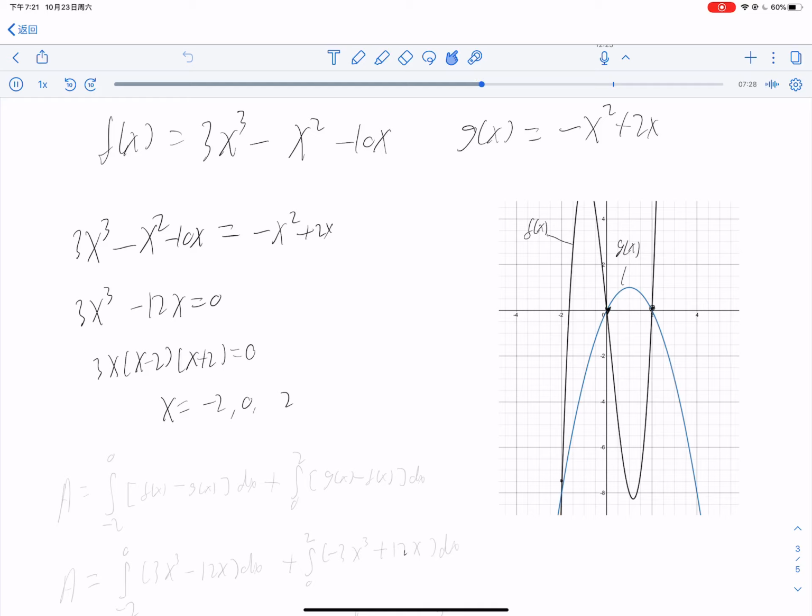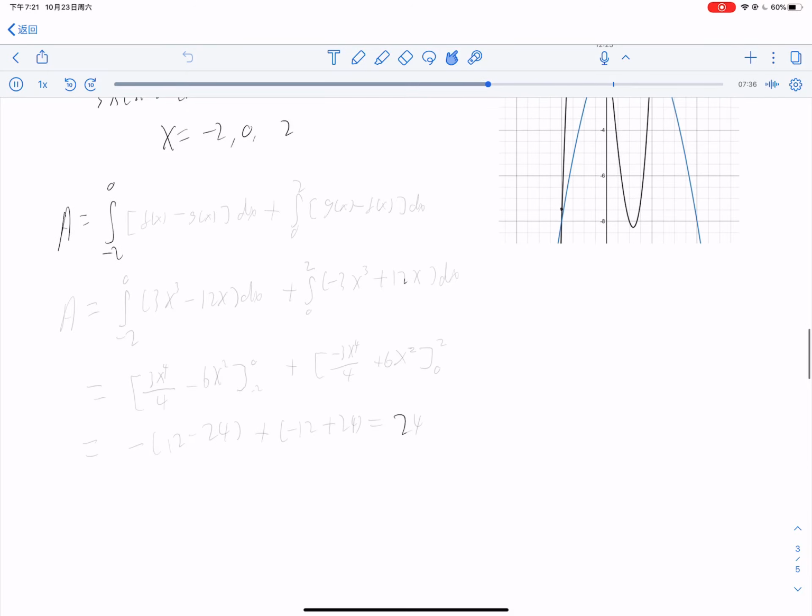So in this case, we need to integrate in two parts. So the area equals the integration from negative 2 to 0 of f of x minus g of x dx, plus 0 to 2 of g of x minus f of x dx, which is opposite. This is because we always want the upper function minus the lower function, right? Yeah.